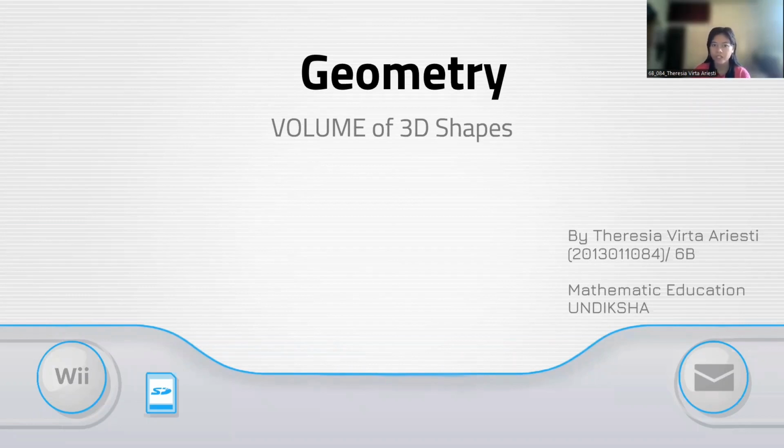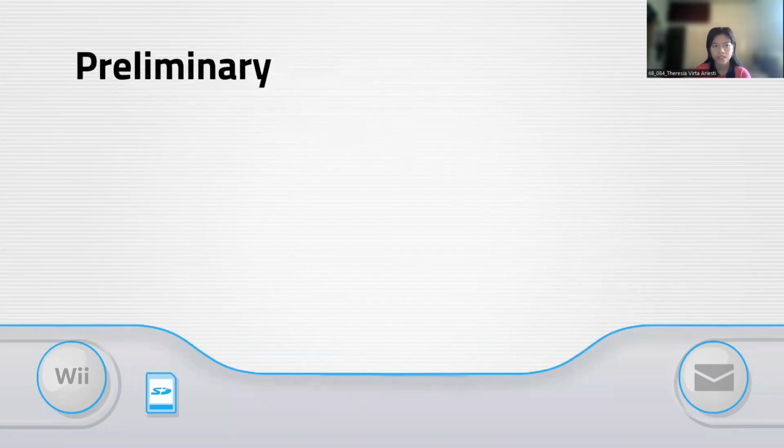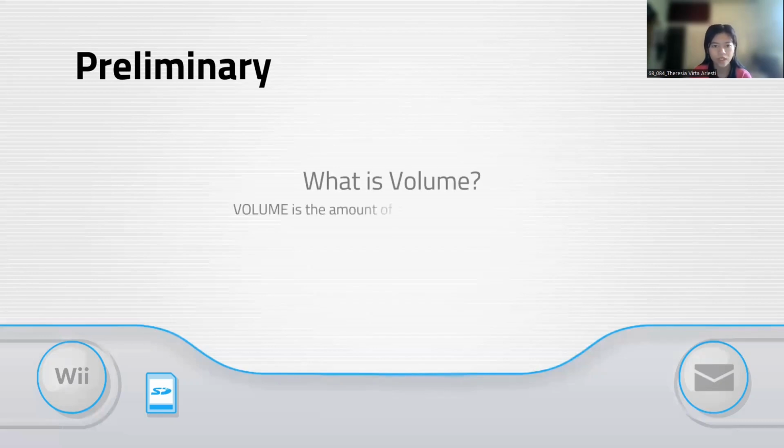So today I will present mathematical ideas about geometry: volume of 3D shapes. We're going to the preliminary first. So what is volume? Volume is the amount of space an object takes up. So we will calculate how much capacity is in the shape of the 3D shapes or object.